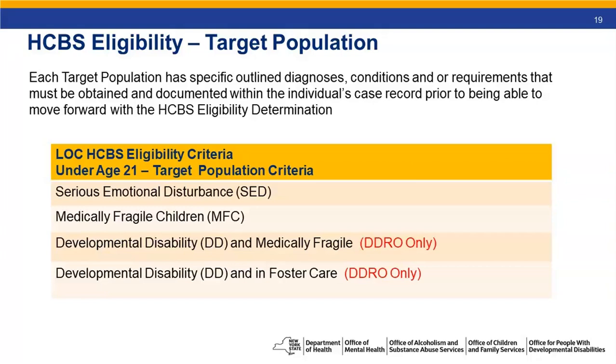Then we have our DD MedFrag, which used to be our OPWDD Care at Home 4 waiver, I think was the various names. And our DD foster care, which used to be a Bridges to Health waiver. Those two populations of DD will be conducted, the eligibility determination will be conducted only by the DDRO.